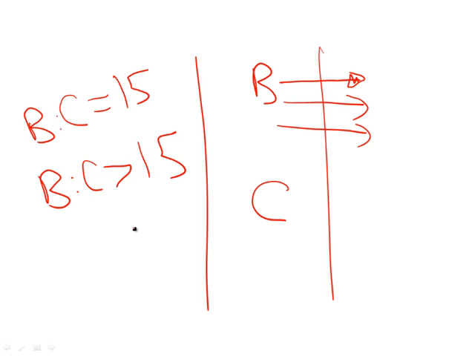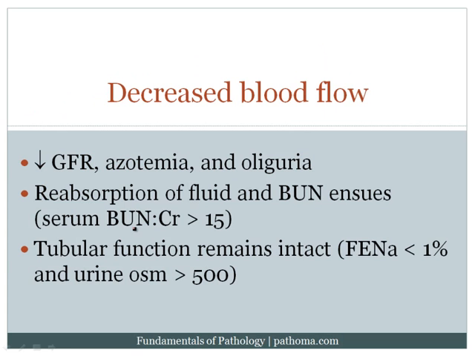This is a particularly high yield point to be aware of, and that's why I've spent some time illustrating it. So let's go back, and what we say here in the text is that resorption of fluid and BUN will ensue, resulting in a BUN to creatinine ratio greater than 15. Now recall that in this particular case of pre-renal azotemia, we haven't damaged the tubules at all, and so the tubular function will remain intact. And so the FeNa, or the fractional excretion of sodium, will be less than 1%, indicating that the tubules are able to resorb sodium. Similarly, the urine osmolality will be greater than 500, indicating that the tubules have the ability to concentrate the urine.